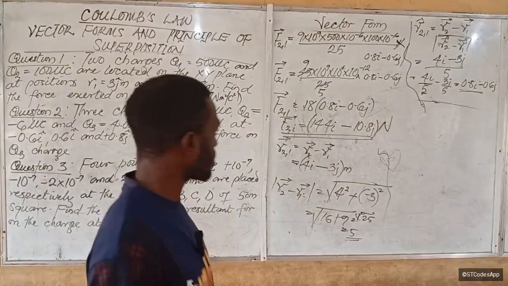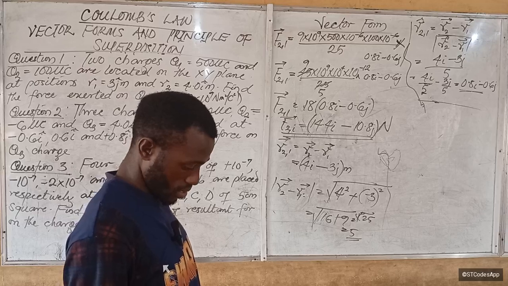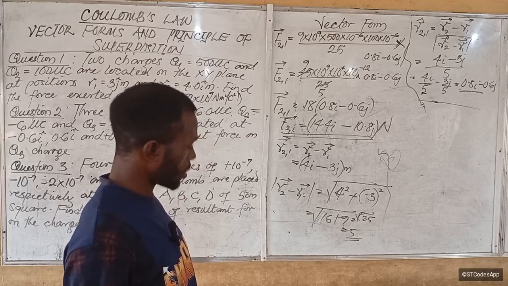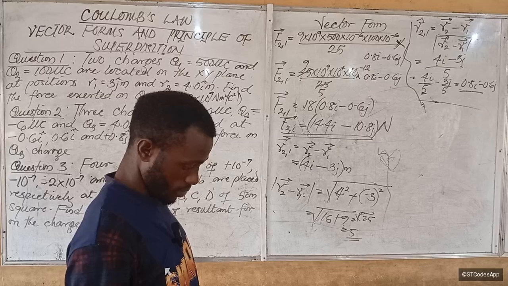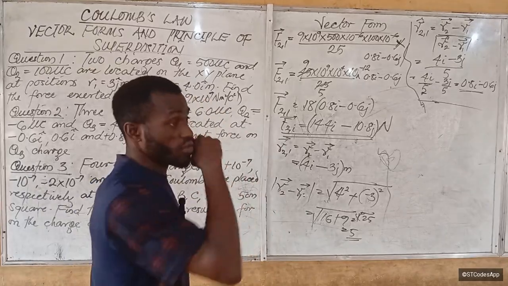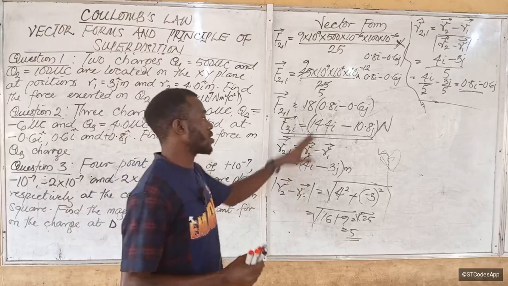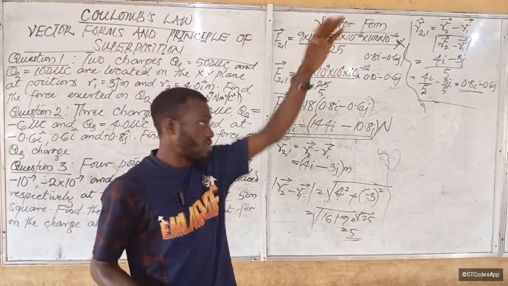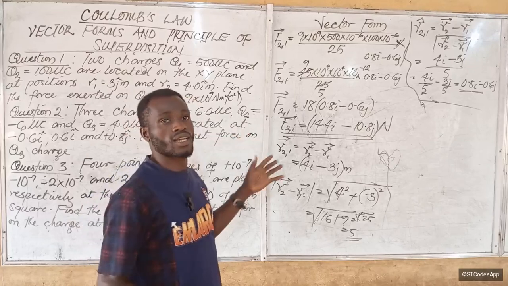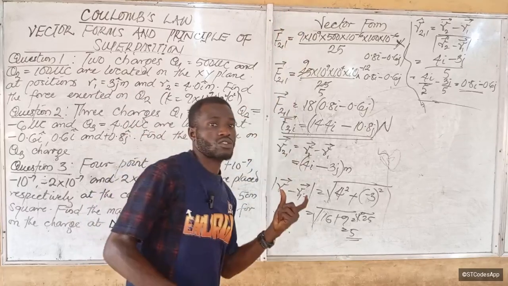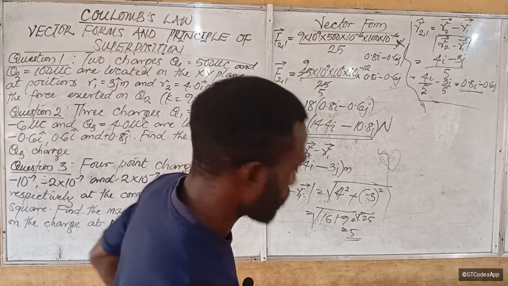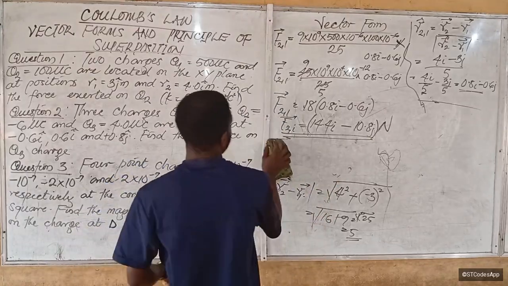Let me confirm this. 18 times 0.6 is 10.8, and 18 times 0.8 is 14.4. So this is it. If you want to find your magnitude and direction, just take the magnitude, the absolute value, the square thing that we talked about. Then if you want to find the direction, take tan theta equal to summation fy over summation fx, and then you get your answer. So that's that for the first question.